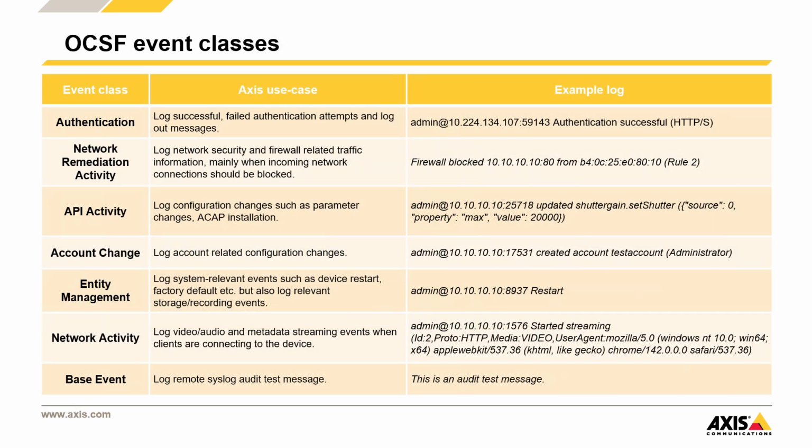This overview shows how OCSF audit logs map to the Open Cybersecurity Schema Framework event classes. Each row highlights a specific category of events the device can record, the Access use case behind it, and an example of what the log actually looks like. The event classes we currently use include authentication, network remediation activity, API activity, account change, entity management, network activity, and the base event class. For a more complete set of log examples, you can refer to the audit log documentation in the OCSF knowledge base.